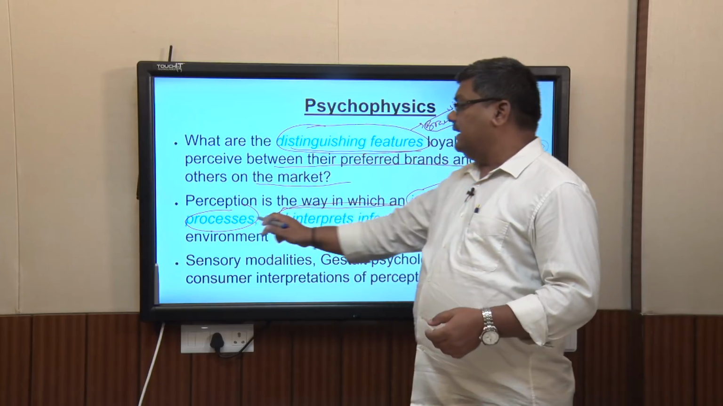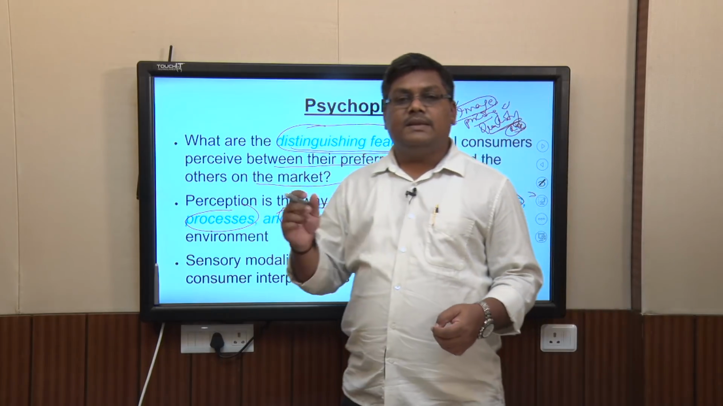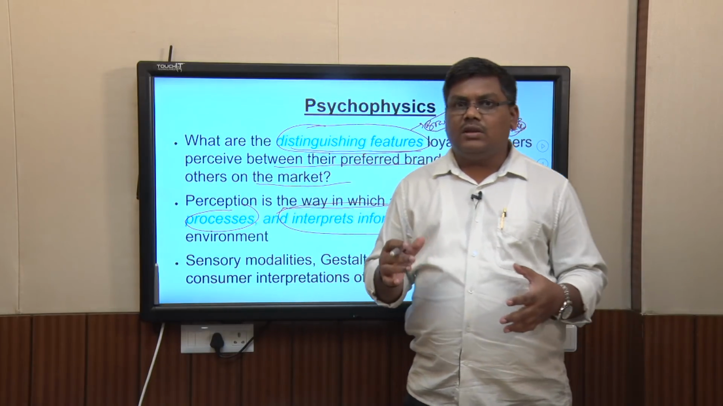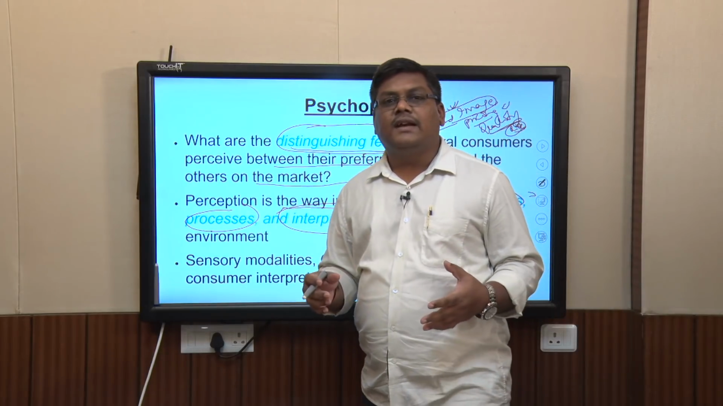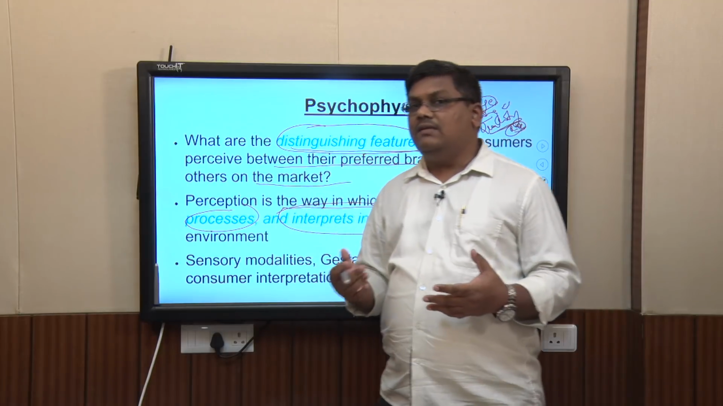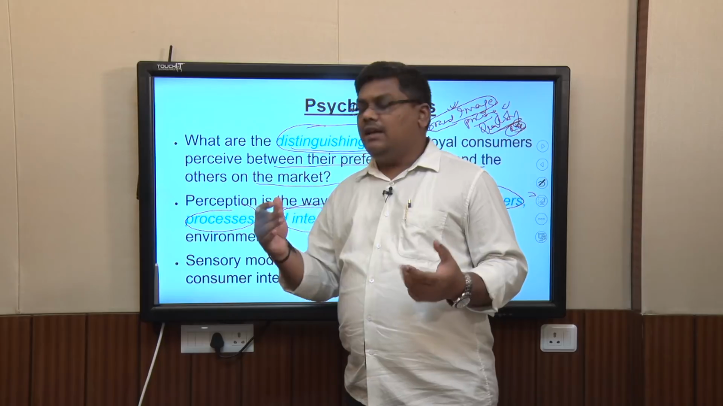So, individuals gather stimulus, encode stimulus and interpret stimulus, so basically organize them and make an interpretation. This is what perception is all about, and this is what we will be looking at. We will also look at those factors of perception which actually determine consumer behavior or consumer responses in the market.